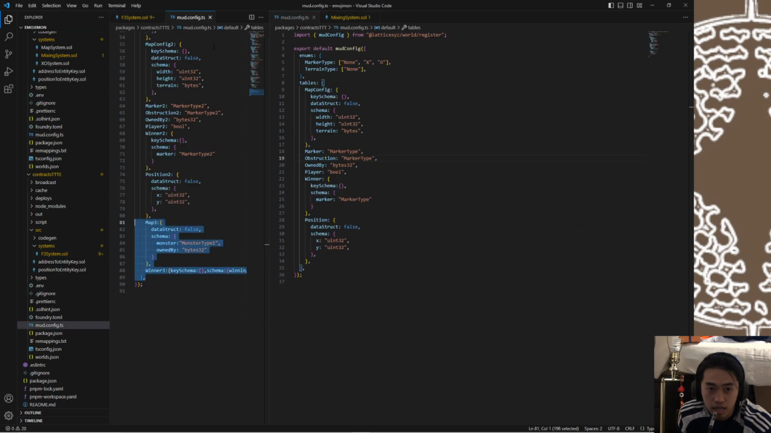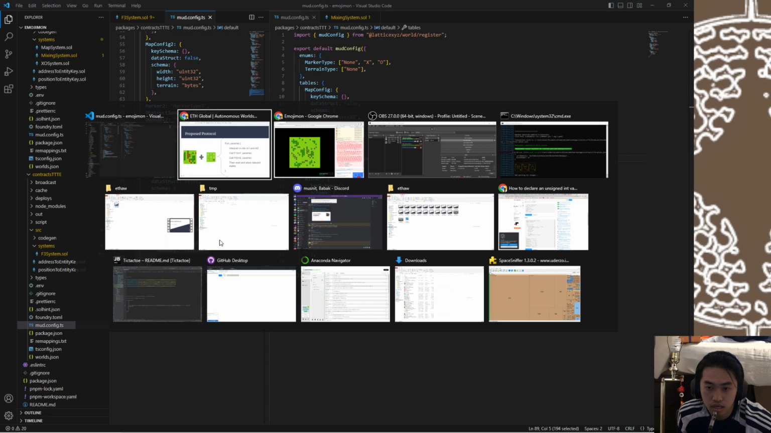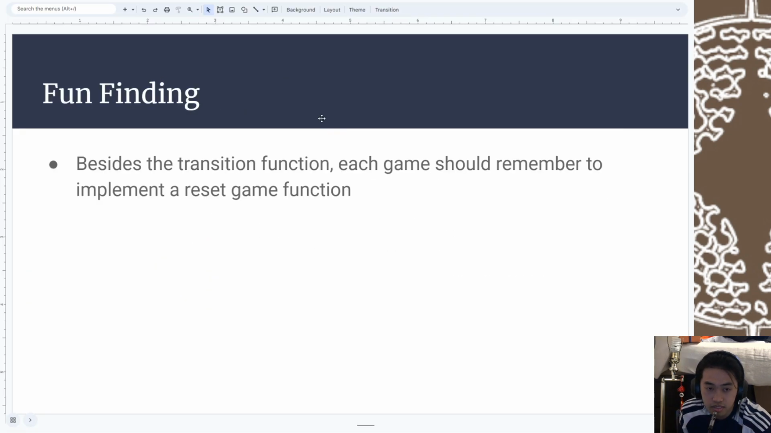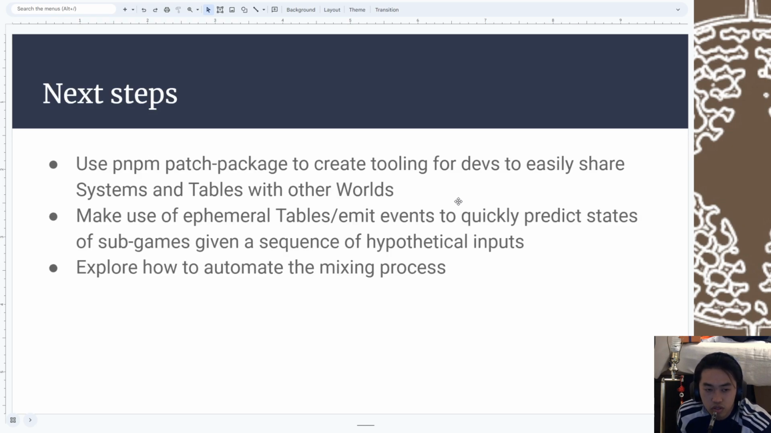And then you can take a look at the MUD configuration as well, where map3 here is the extra states that we carry in order to make the game slightly more interesting. So a fun finding that we found was that instead of just focusing on the transition function, each game should also remember to implement a reset game function. It does prove quite useful.